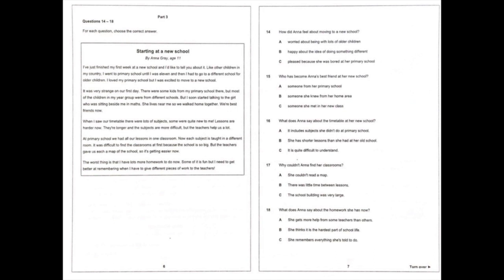So here's an example. We have "Starting at a new school." So this is like a little article, a few paragraphs about starting at a new school. And then it's just multiple choice. The nice thing about this is it goes in order. So like number 14 will be somewhere in the first paragraph, and then 15 in the second, and so on and so forth. So they go in order, so you can look for the information like that. 14 will be near the start, and 18 will be towards the end.